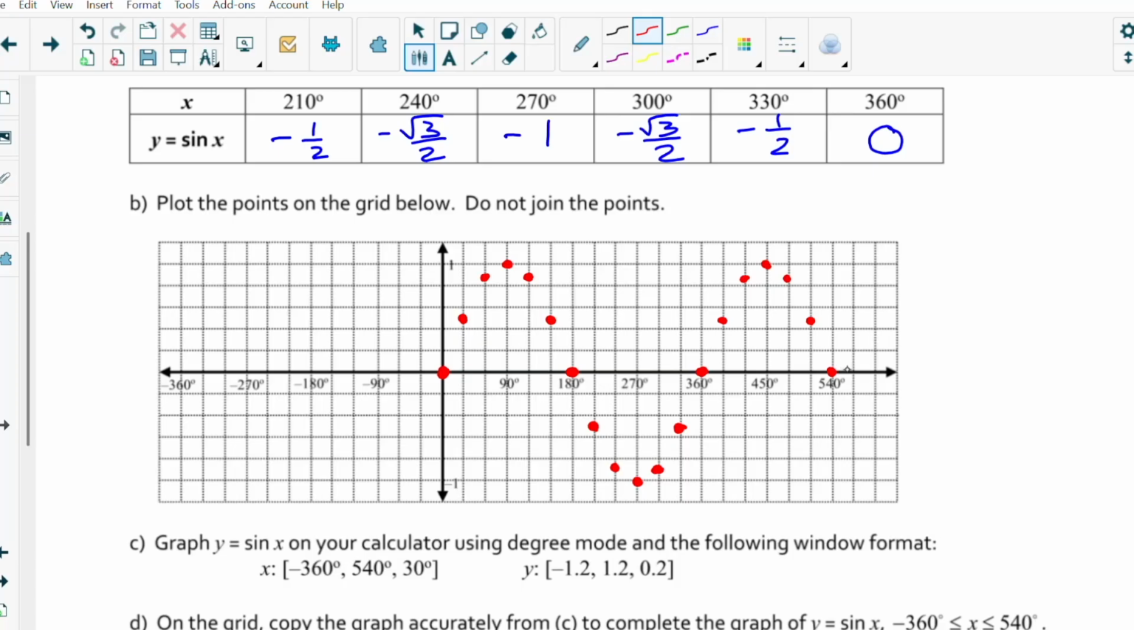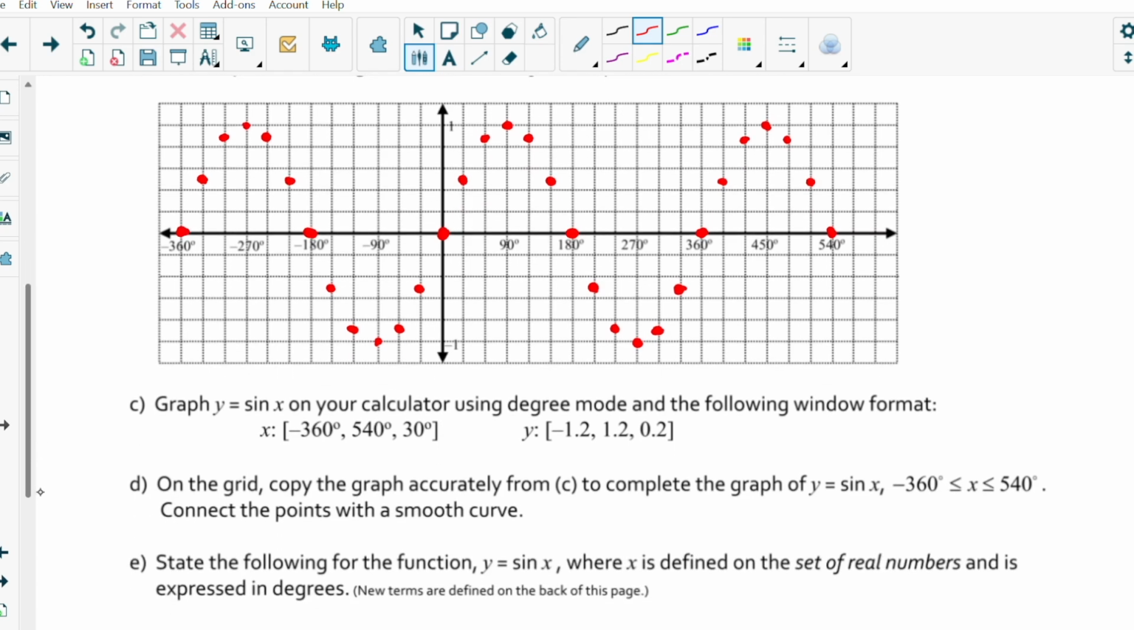And hopefully you see a pattern establishing here, right? If I go this way, I can use the property of symmetry here. Right there. Right there. Right there. Okay. You might see some kind of nice pattern happening, right? So let's continue. Do not join the points yet.